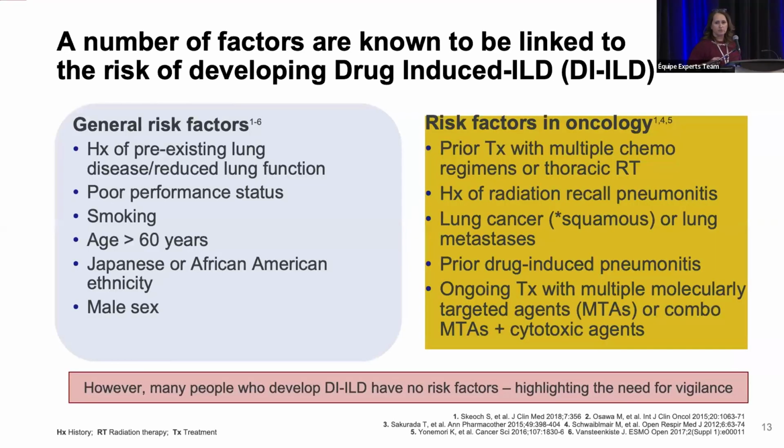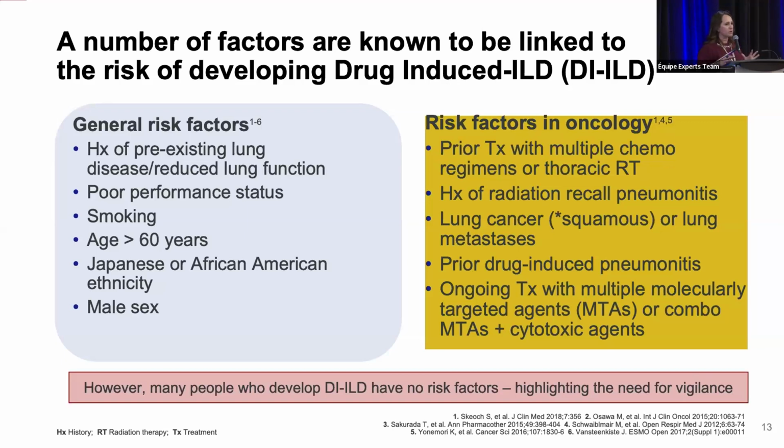So we'll go over some of the risk factors. Pertaining specifically to the world of medical oncology and the patients that we treat with chemotherapy drugs or targeted therapies, there are general risk factors which are common to all. We think of pre-existing lung disease. Certainly someone who already has underlying interstitial lung disease, reduced lung function, will be more at risk. Poor performance status keeps coming back as a risk factor. Smoking history, older age, Japanese and African American ethnicity has been reported in several papers and case series, and male more than female sex. Those are general risk factors.